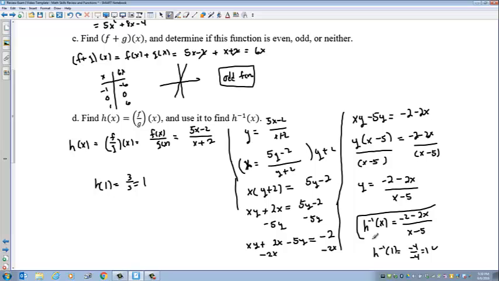So this is pretty good evidence that that's the right answer.